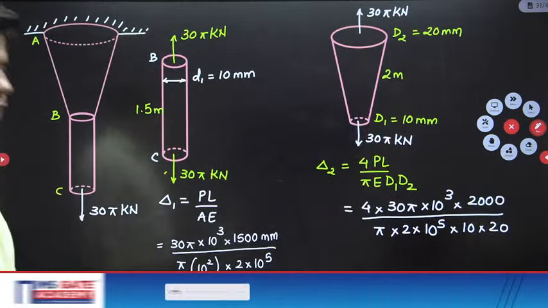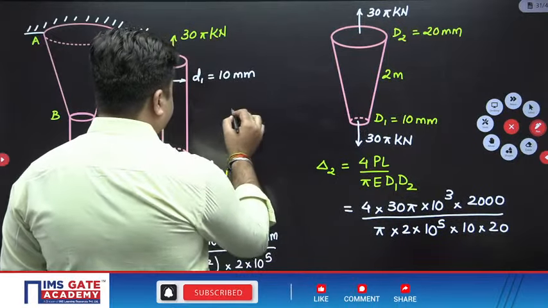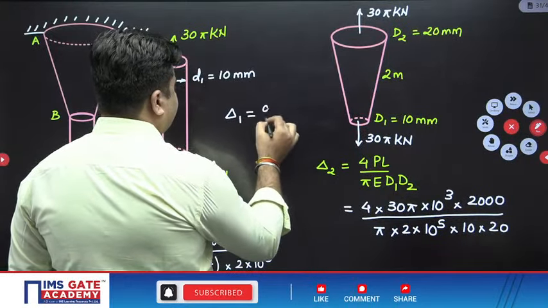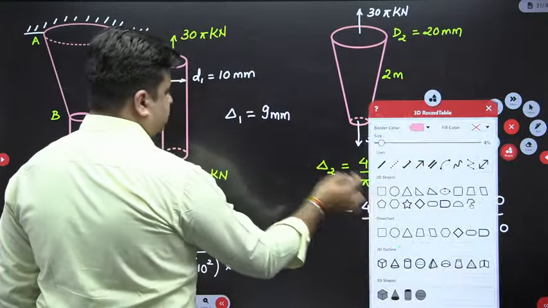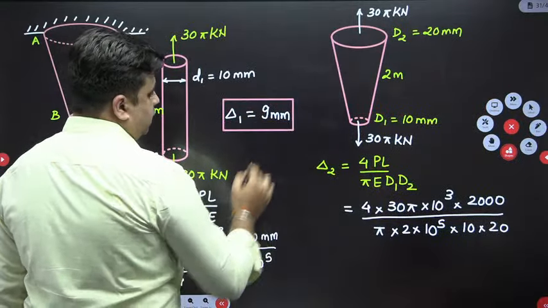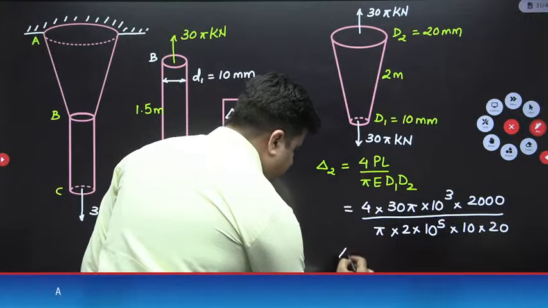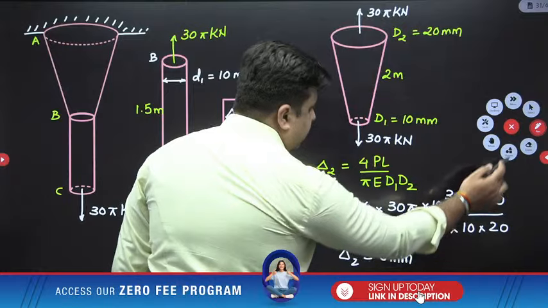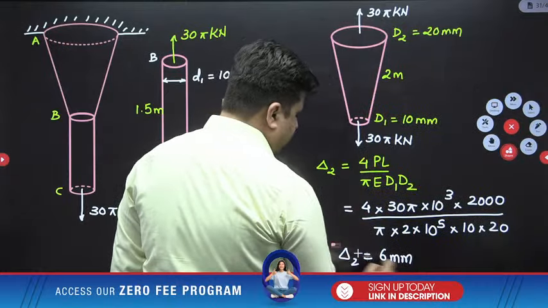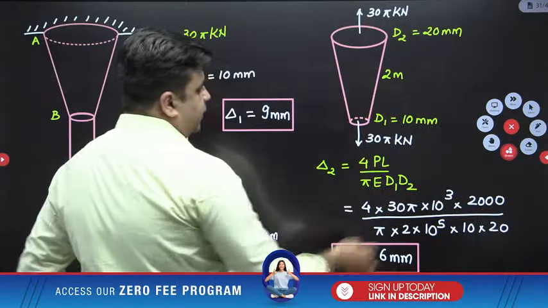Okay, this delta 1 is 9 mm. Calculate delta 2. I think this will come out as 6 mm. So the total will be 15 mm. Delta 1 plus delta 2 will be the total deformation of the bar. That will be 15 mm.